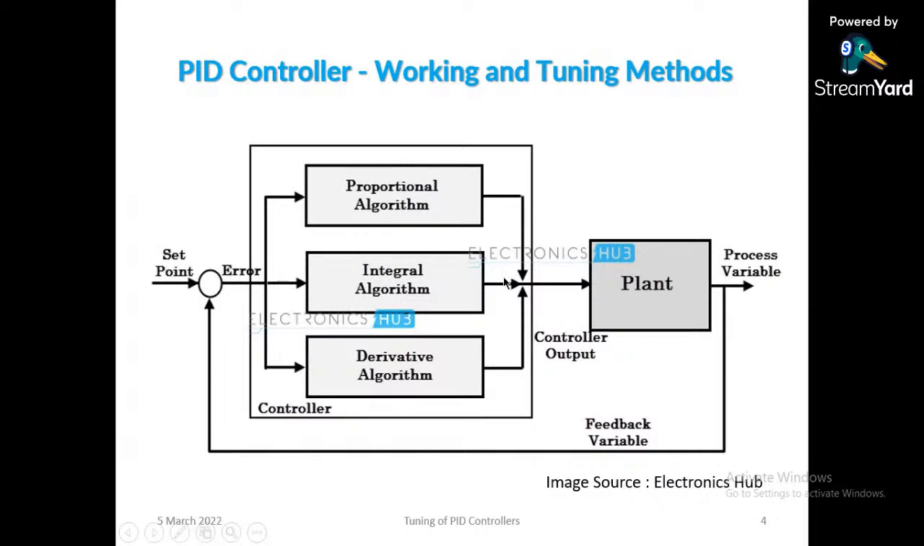Now, remember some terms. Process variable means the actual output produced by the system. This is the feedback signal, and the set point is nothing but your reference input.